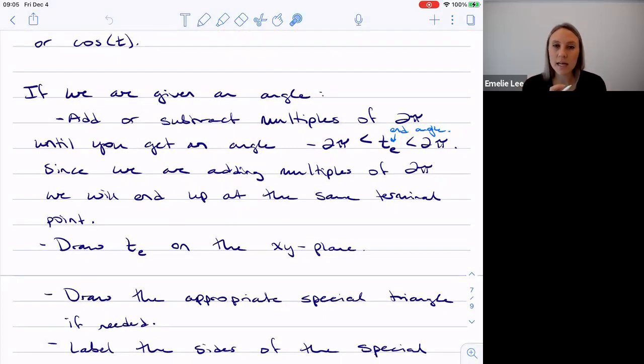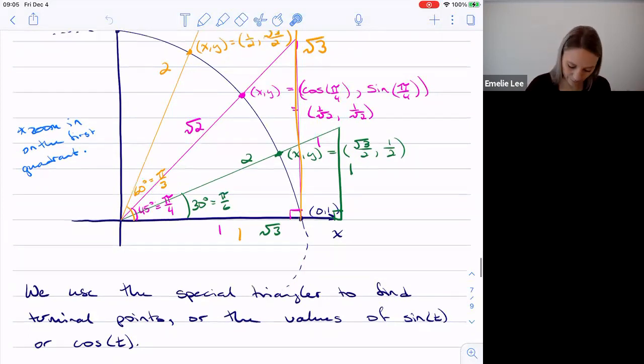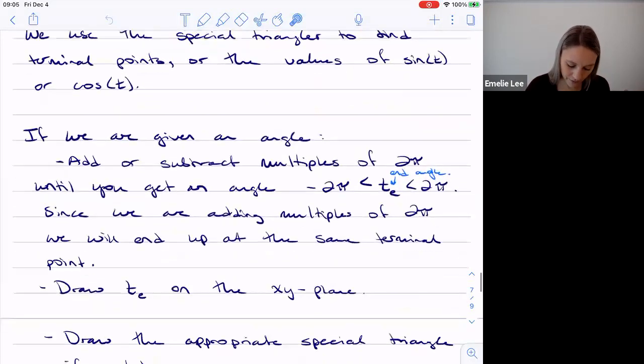We also established last day that if you have a positive angle, then you're moving counterclockwise, just like we saw here, these are positive angles. If you're moving clockwise, then you've got negative angles, but they behave the exact same way in the negative direction.